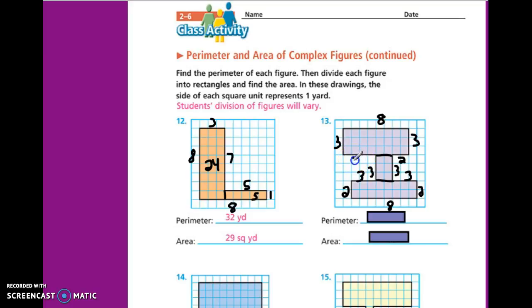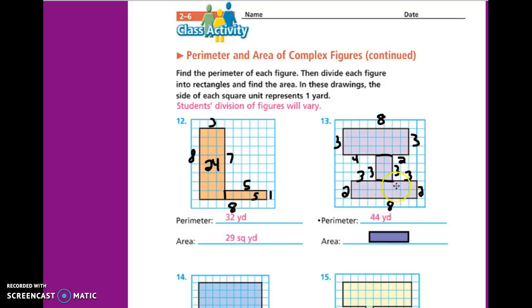All right, so start by going ahead and calculate your perimeter. And we're going to want to add all of those together to get the perimeter, and let's see what you got. All right, so when you add all those together, you should get a total of 44 yards.